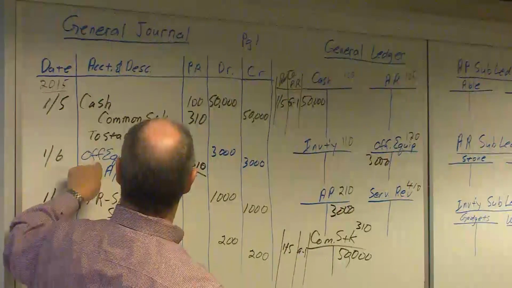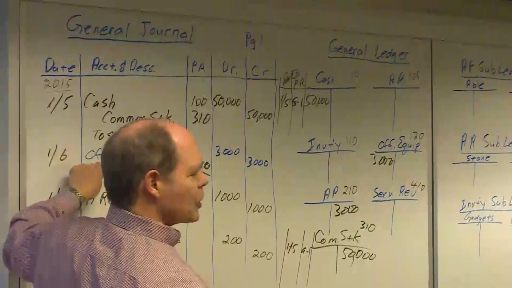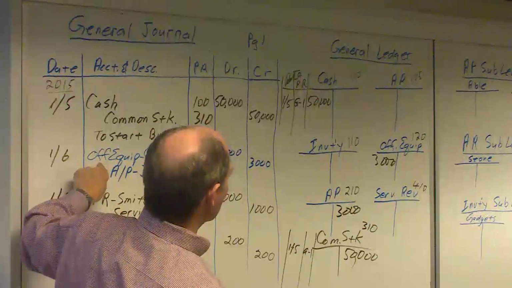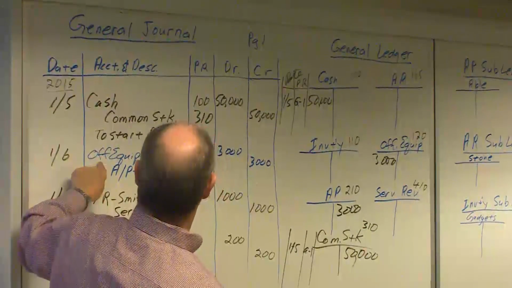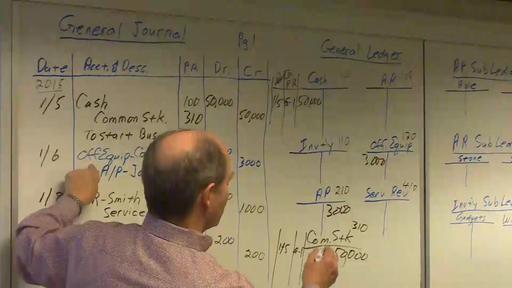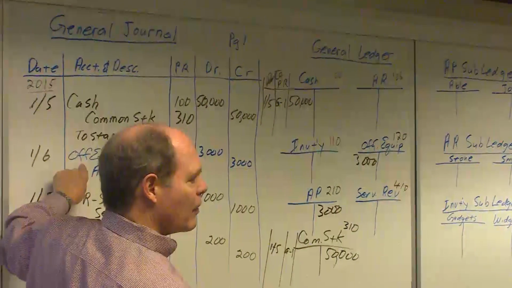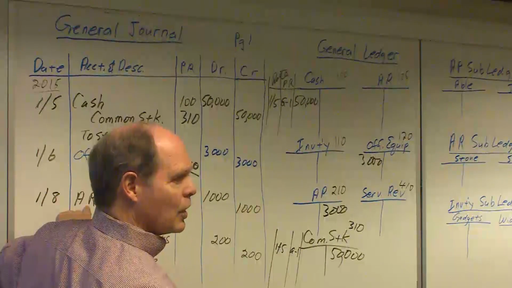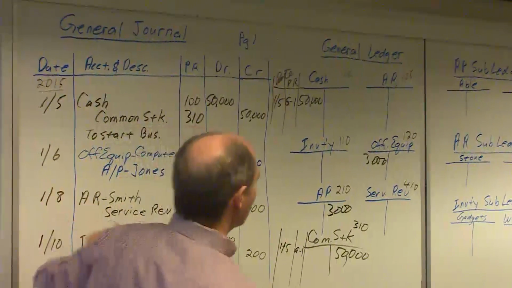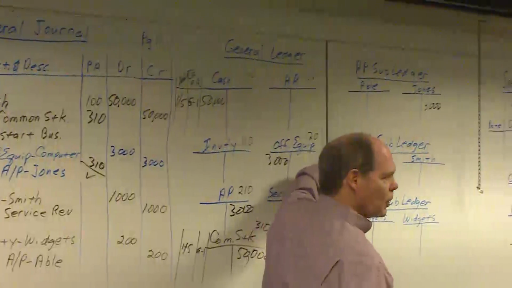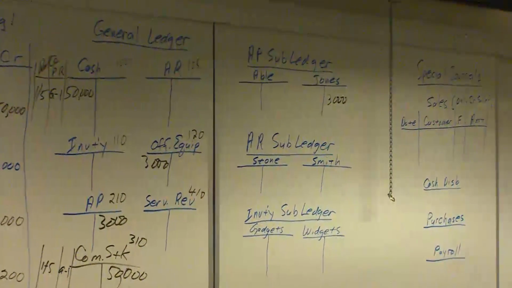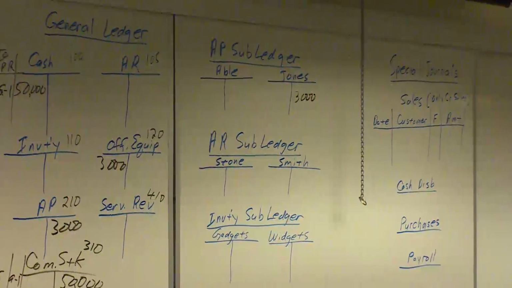Now, would you also like to know what type of office equipment this was? So actually, I would also have a subsidiary ledger for fixed assets. I didn't even write that in there, but I would have a subsidiary ledger for fixed assets. How about accounts receivable? You need to know. So you'd have a subsidiary ledger for accounts receivable as well, and also for your inventory items, right? So you have to keep track of all that.